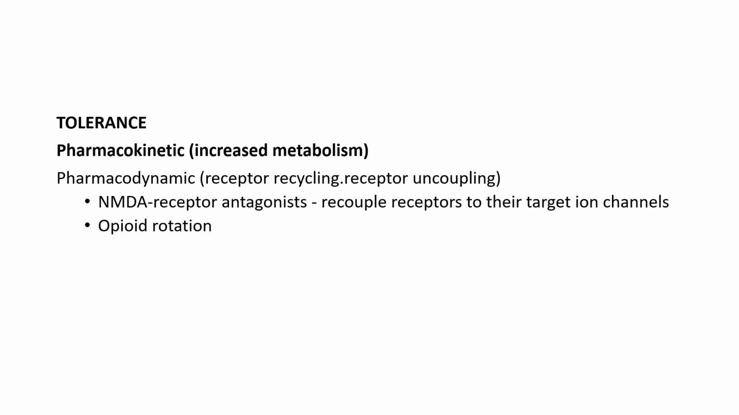They are found to recouple the receptors to their target ion channels. So NMDA receptor antagonists are used to overcome the tolerance. And also opioid rotation can be done. Suppose you are using morphine for a particular period of time, then when tolerance develops, you can switch over to another opioid, like buprenorphine or some other opioid. So you can rotate the opioid in such a fashion that tolerance is avoided.